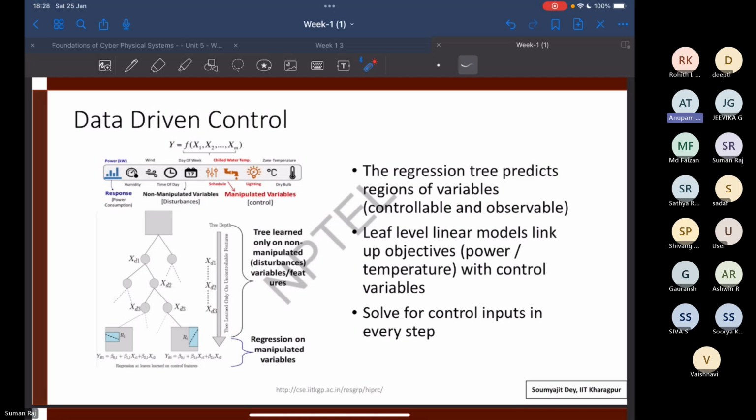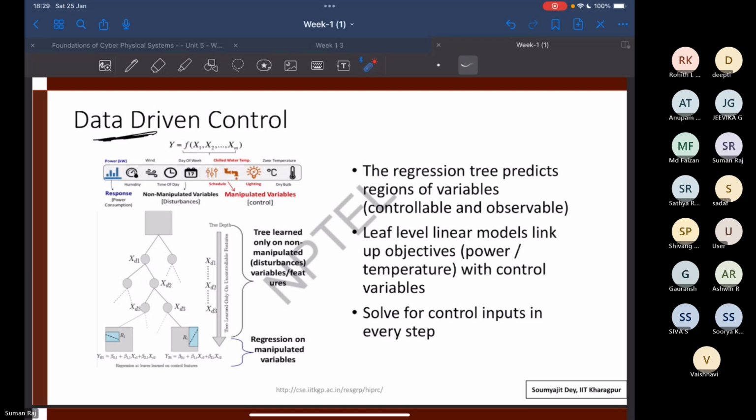Ma'am, we have past data. So from there, some mathematical tool will give the future control points. Correct, that is the data. Okay, good. So data driven means it is driven by your data, and where is the data coming from? It is coming from your past readings, right?